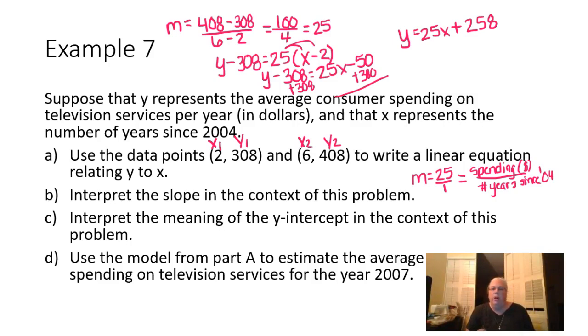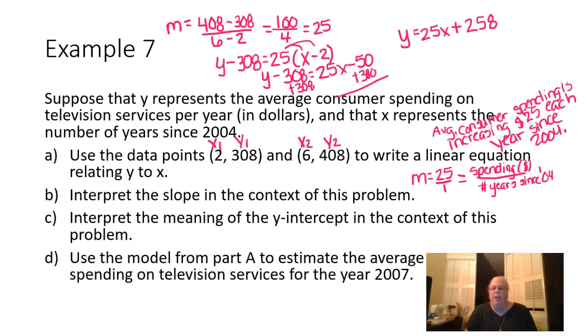So to interpret the slope, it's positive. So it looks like our spending is increasing. And how much is it increasing? Well, there's our number right there. It's increasing $25. Now, how often is it increasing $25? Every 1 year since 2004. All right, since we know that our spending is increasing $25 per year, we just write that out right here. The average consumer spending has been increasing $25 each year since 2004.